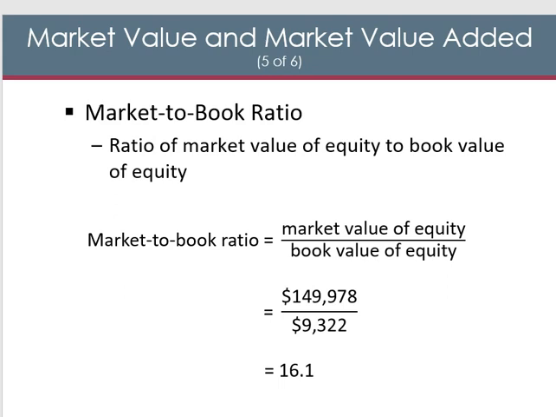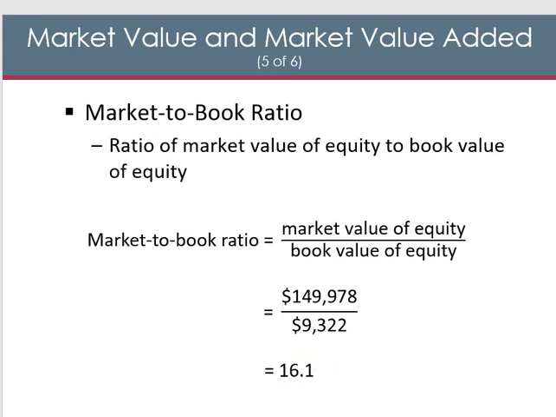Okay, let's look at the market to book value ratio before we get into the nuts and bolts for your project here. Here you're going to take the market value of equity, which we came up with in the last example of 149,978, of course that's in millions, divided by the equity put into it, 9,322. So we had a total of 16.1.